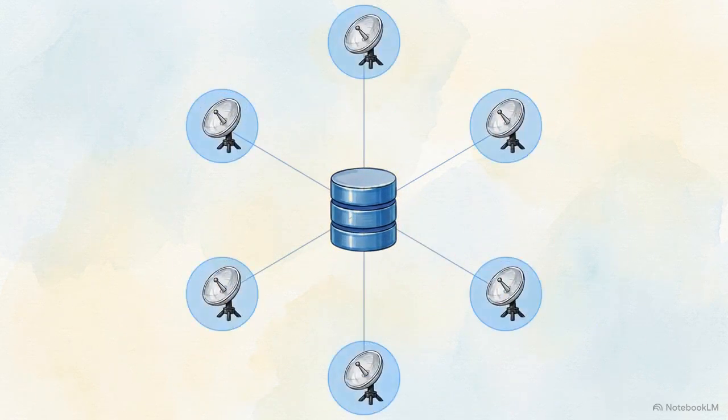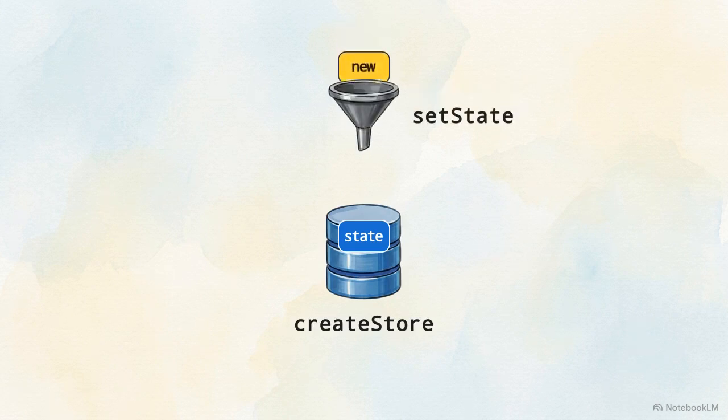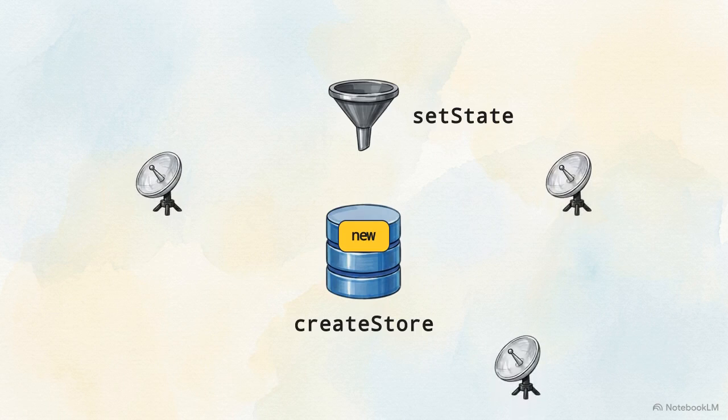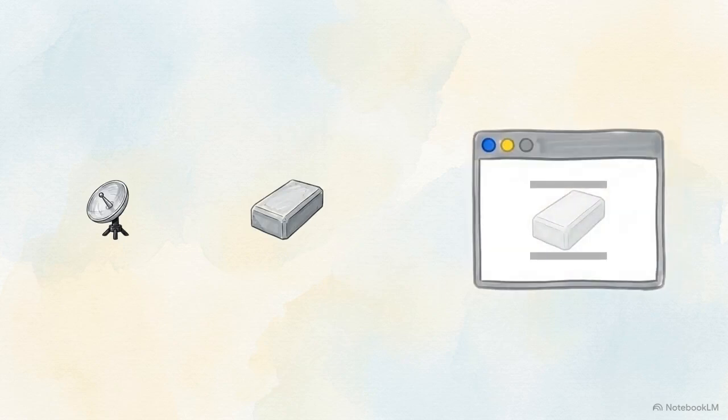To solve this, we use the observer pattern. We write a createStore function. This acts as our reactive store. It holds the initial state, updates that state through a setState method, and registers a list of subscribers, the observers, that need to be notified whenever a change happens. Next, we wrap our initial mount logic inside an update function. When notified of a change, this function rebuilds the virtual DOM in memory, creates a new real DOM node, and swaps the old one out using the browser's replaceChild method.